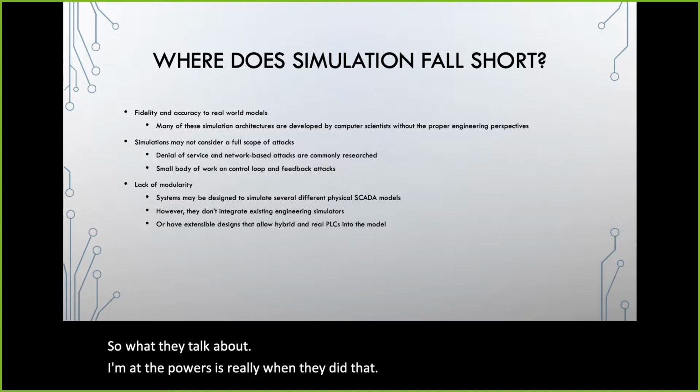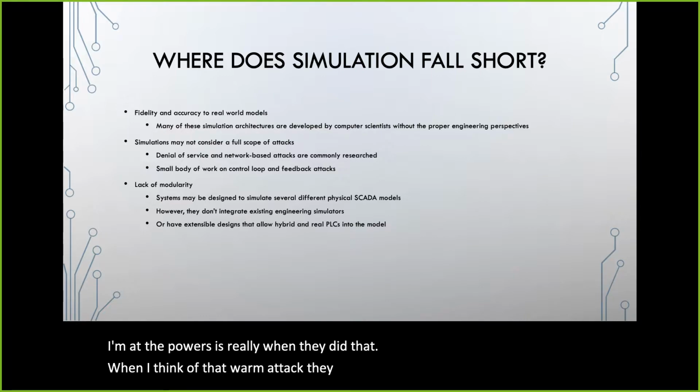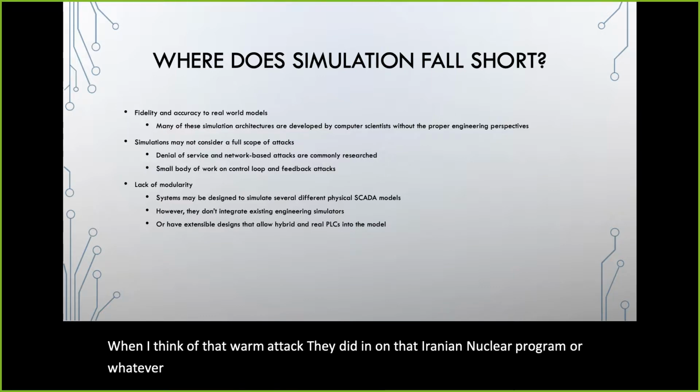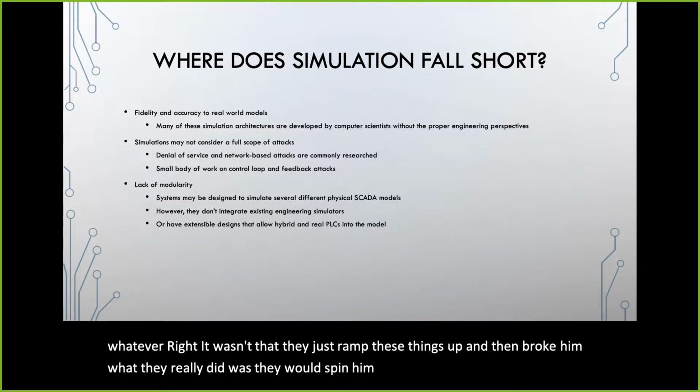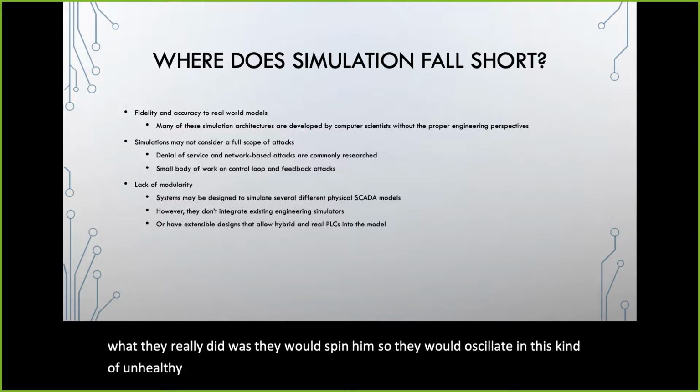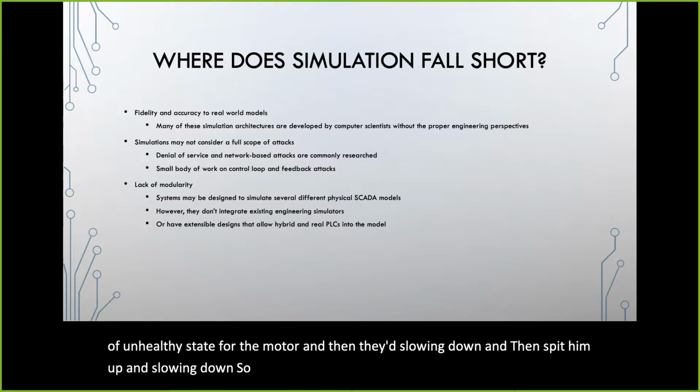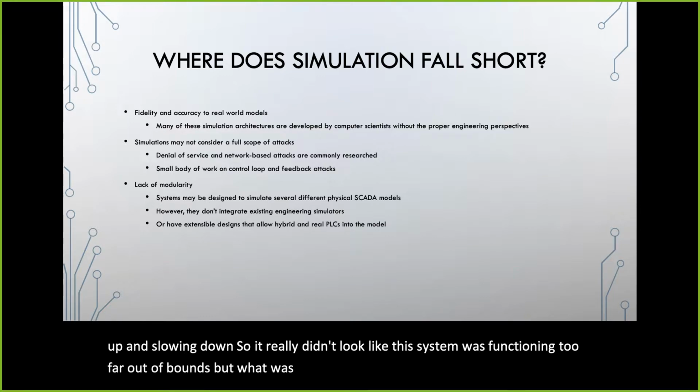That worm attack they did on that Iranian nuclear program, right? It wasn't that they just ramped these things up and then broke them. What they really did was they would spin them so they would oscillate in this kind of unhealthy state for the motor, and then they'd slow them down, and then spin them up and slow them down. So it really didn't look like the system was functioning too far out of bounds, but what was happening is it was wearing down the motors on these centrifuges.